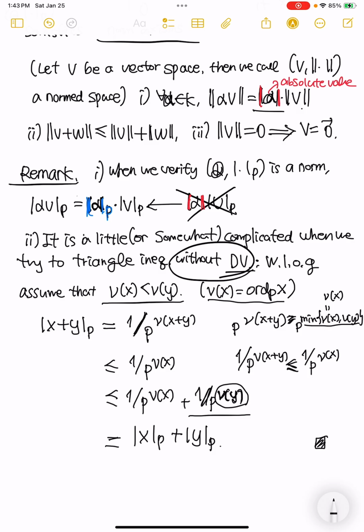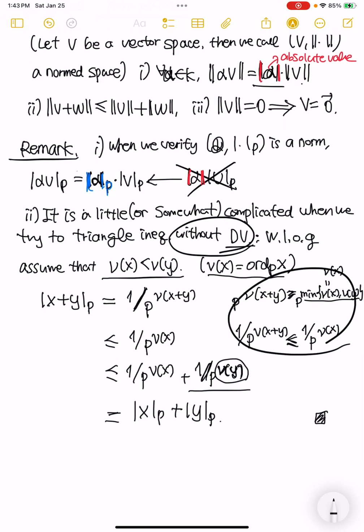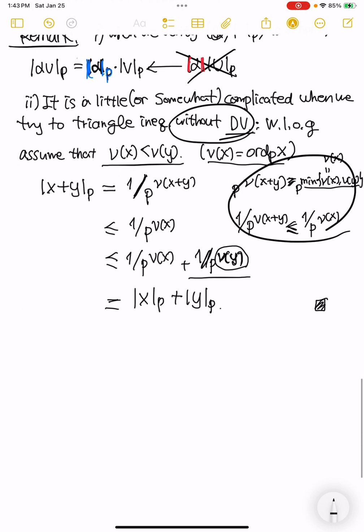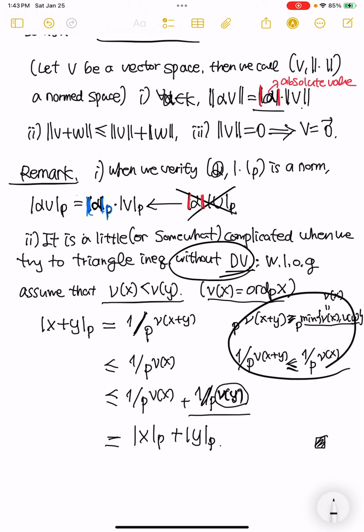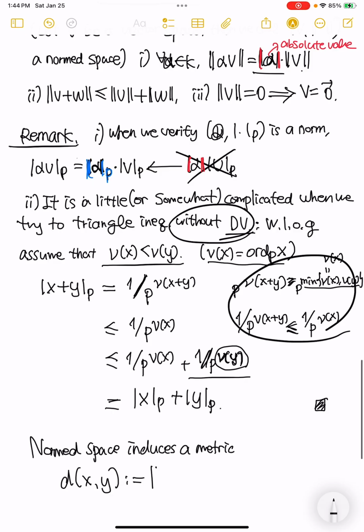So for the triangle inequality, we should check that it is satisfied. But without the knowledge of the discrete valuation, that is really complicated to prove. Anyway, it satisfies the norm axioms, and note that a normed space induces a metric, defined by the norm, in the general case.